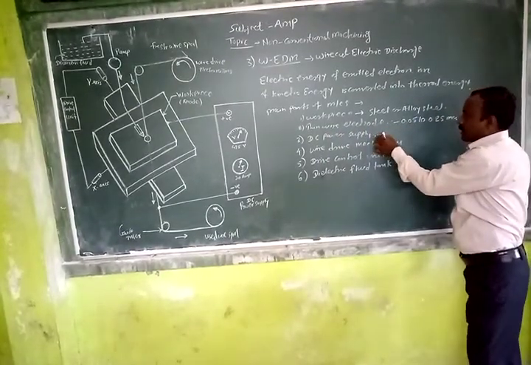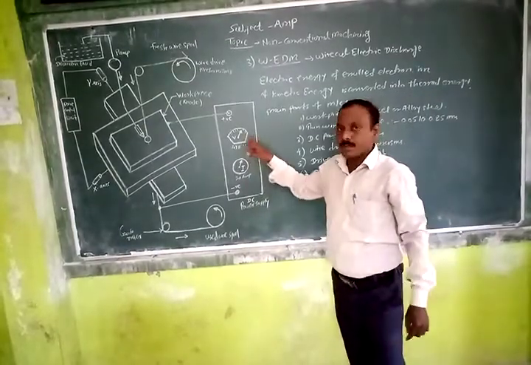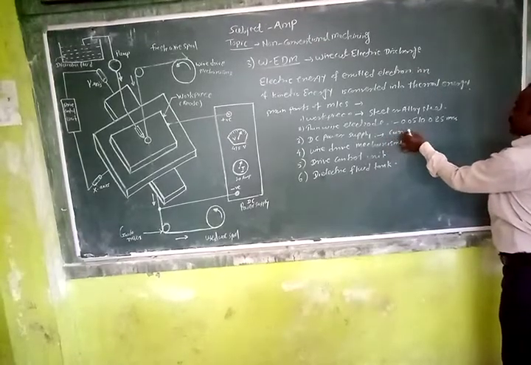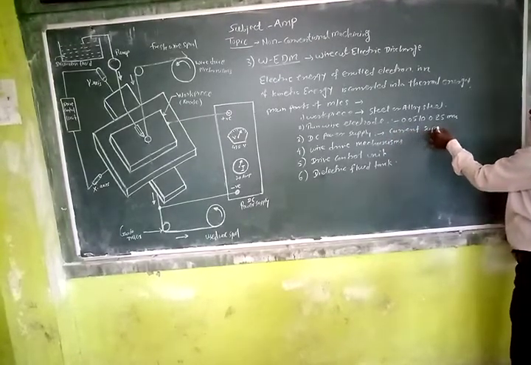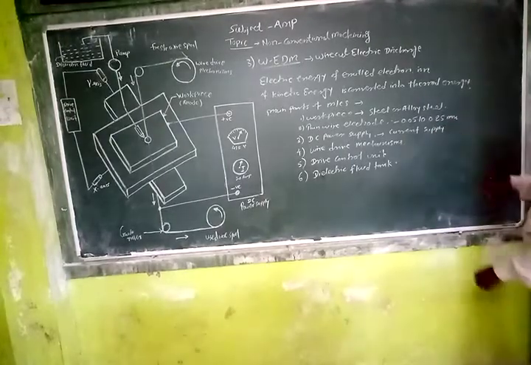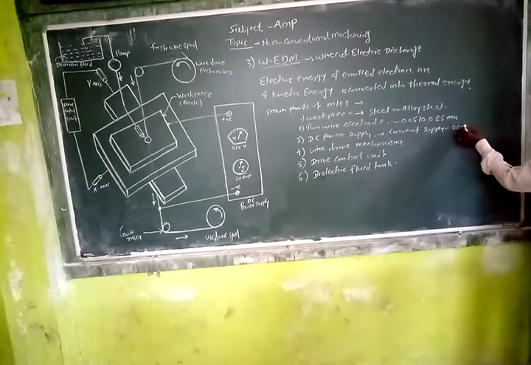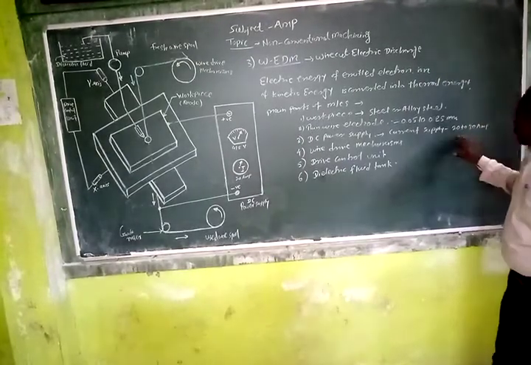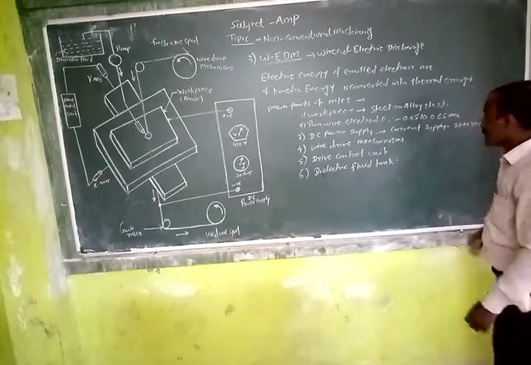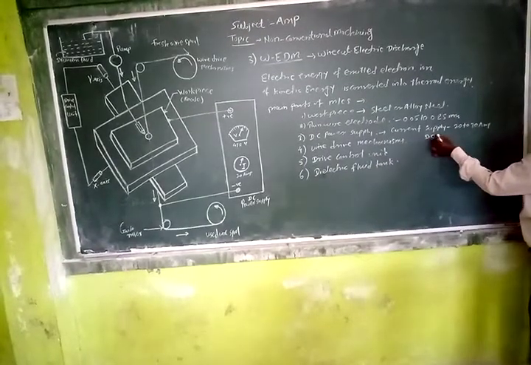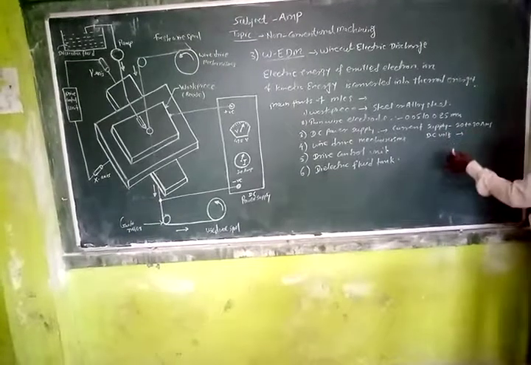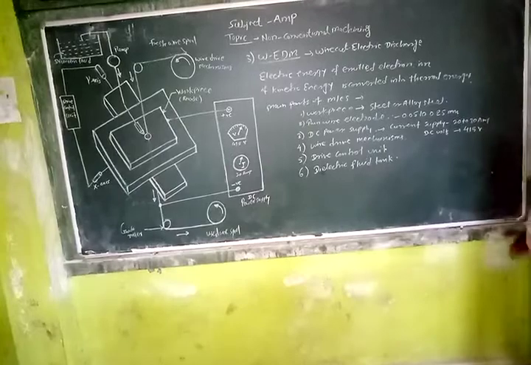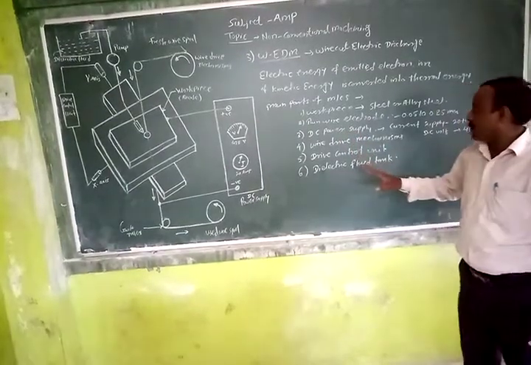Here is the DC power supply. Current is supplied at 20 to 30 ampere, and DC voltage is supplied at 415 volt. This is the DC power supply.